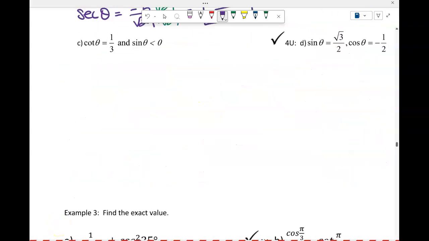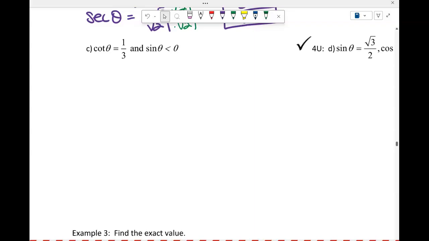So example C says cotangent of theta is 1 over 3, okay? Now it gives us sine is less than 0. And remember, less than 0 means it's going to be negative, so we want to determine the one quadrant only that will make these two things true. Cotangent is positive in quad 1 and quad number 3, because cotangent is x over y. For cotangent to be positive, both x and y have to be positive, or both x and y need to be negative. Sine is negative, okay? Sine is negative in quad 3 and 4. So guys, they meet up in quad number 3.